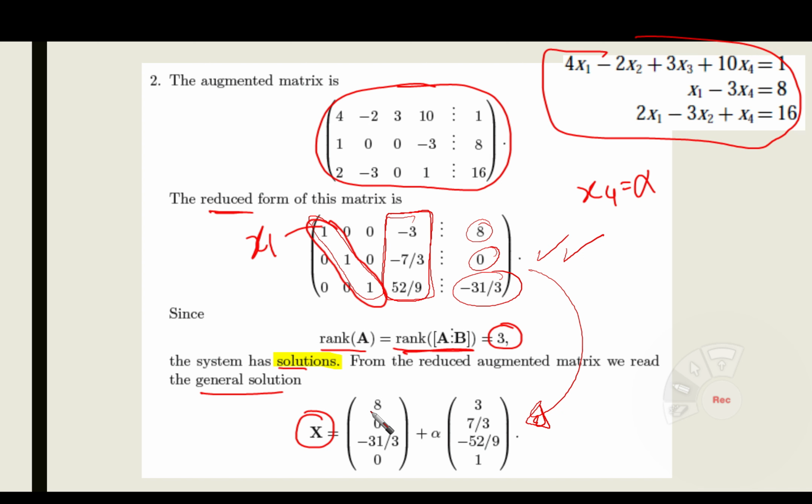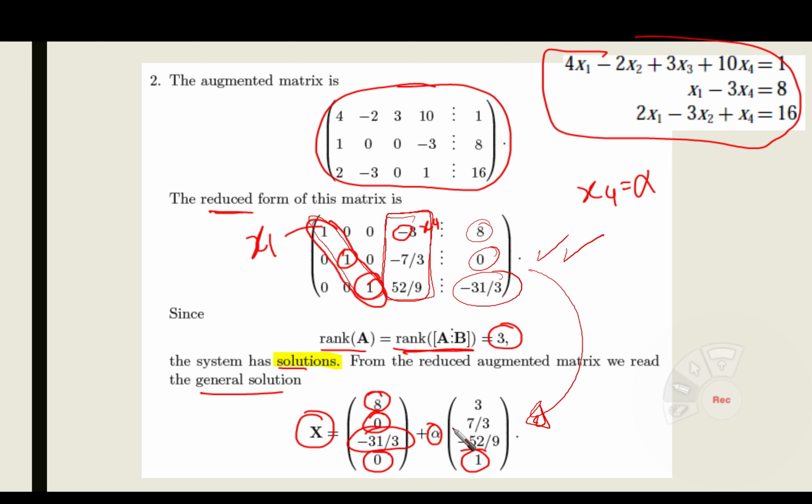X1 equal to 8, and this minus 3 X4, this X4 is going to be on the right hand side with the different sign. So we are going to have 3 here times alpha. That's it. And we are going to repeat for X2 and X3, and then X4 is going to be 0 here, okay? And then we're going to read alpha times 1 here, okay?